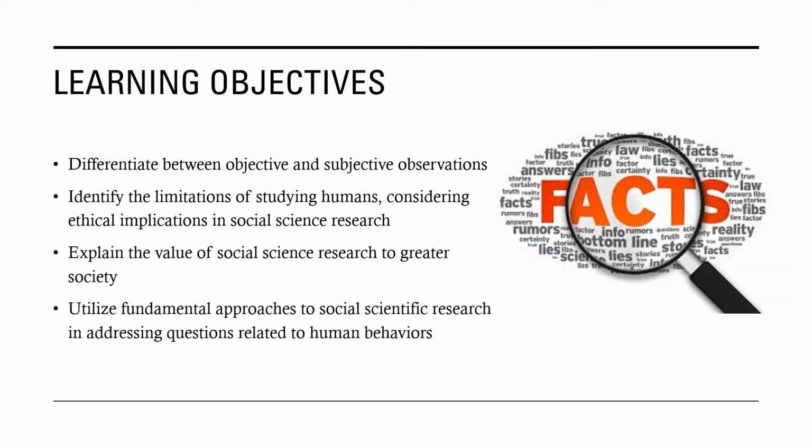Learning objectives. So in other words, what should you know by the time you finish with Learning Module 2? First, you want to be able to differentiate between objective and subjective observations. Second, you want to identify the limitations of studying humans, considering ethical implications in social science research.